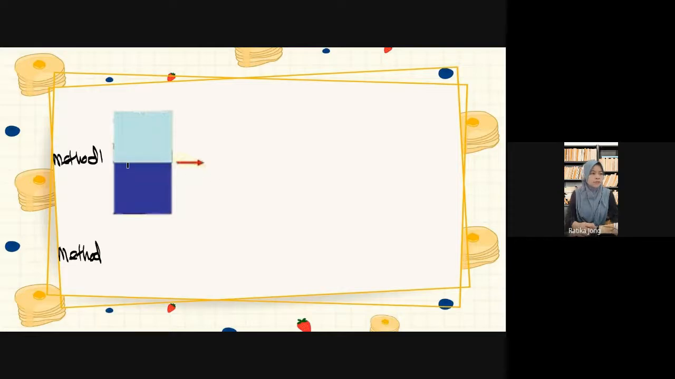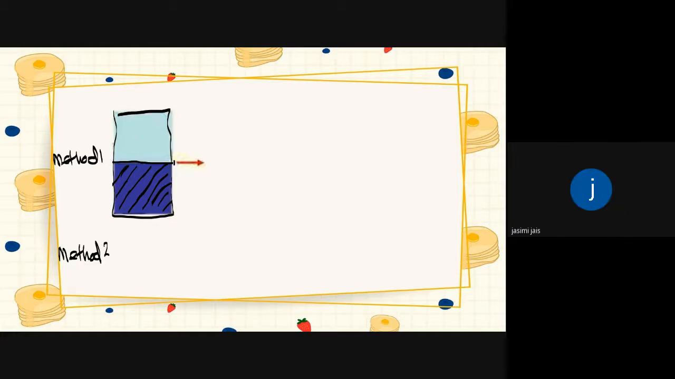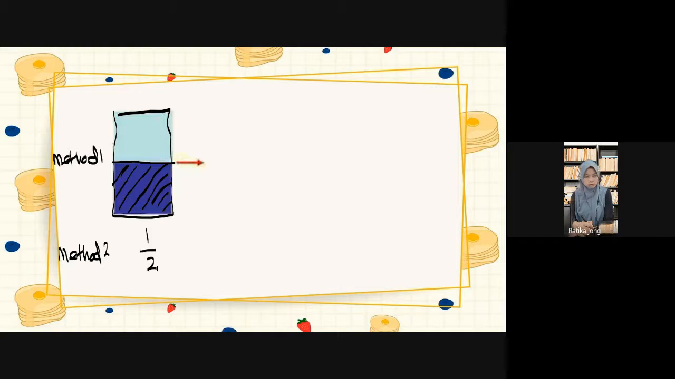Okay, now the fraction. Can you please tell me what is the fraction for this part yang biru gelap tu? This is method 2. Apa fraction ni untuk biru gelap tu? Can someone please tell me what is the fraction? Afif, can you tell me what is the fraction for this diagram? For this biru gelap ni? 1 whole? No. You look at this picture. Tengok ini. Kan dia bahagi 2. 1/2. Yes, 1/2.